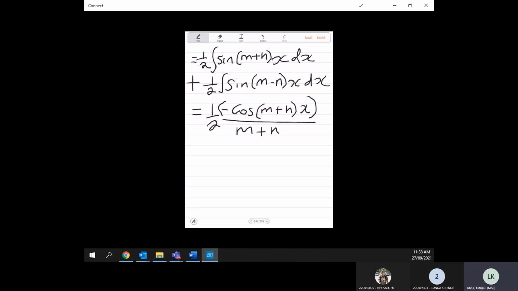And then the second one is the same thing. We have a half outside, and then the integral of sine is minus cos. So we have minus cos m minus n x, and then we divide by the derivative of m minus n x, which is just m minus n. Okay, and then you can simplify it, maybe multiply the half and the m plus n, and the same thing there, or even factor out the half altogether. That is fine.